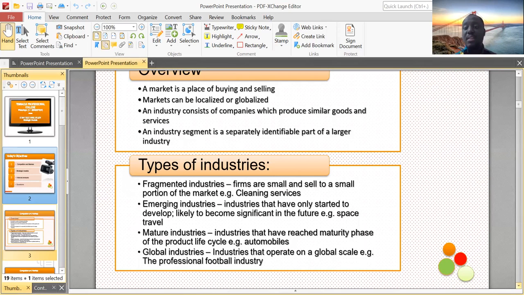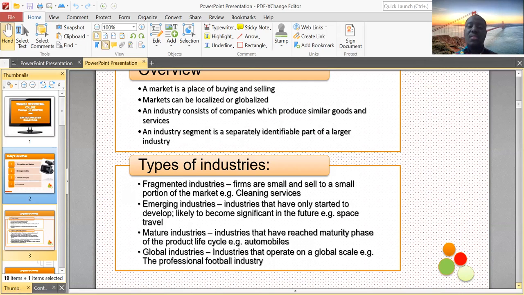So when you say fragmented industries, these are industries that are small and sell to only a small portion of the market. They are small. They are fragmented. So an example is the cleaning services. Then you also have emerging industries.